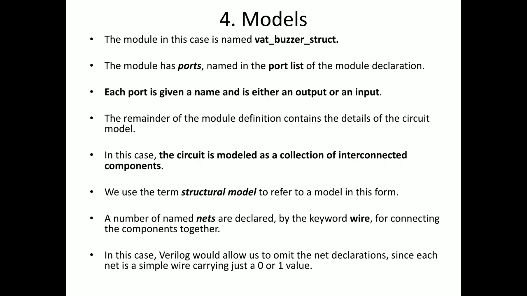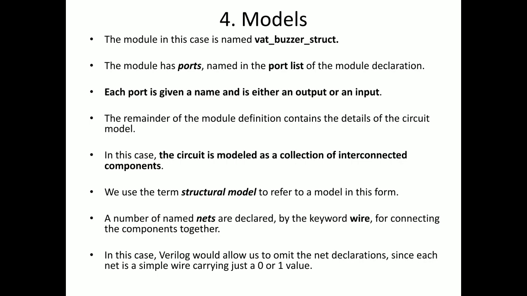Okay, we have used a special net called wires, for naming the intermediary signals. In this case Verilog would allow us to omit the net declarations, since each net is a simple wire carrying just a 0 or 1 value. Please listen to this: why did you use wire? It is not storing a value, just passing; it's just carrying either a 0 or a 1 momentarily. It is not holding the value. If it were holding the value, we could use reg, but it's not holding, just carrying, so it is named wire.